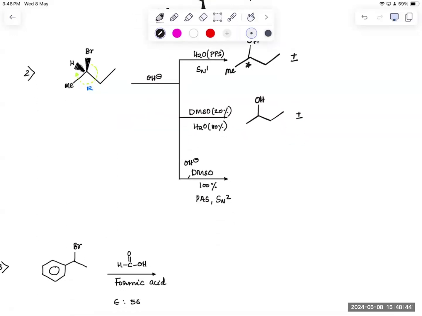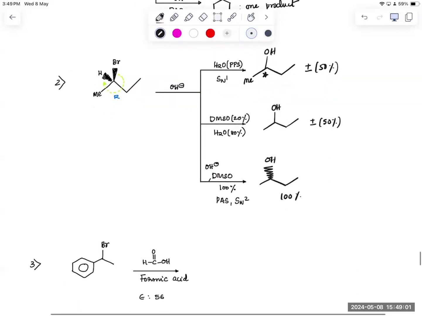Okay. And if it is only SN2, then OH will be here. This will be 100%. Okay, so this will be 50-50%. Here also it is 50-50%. While in this case, you'll see that.